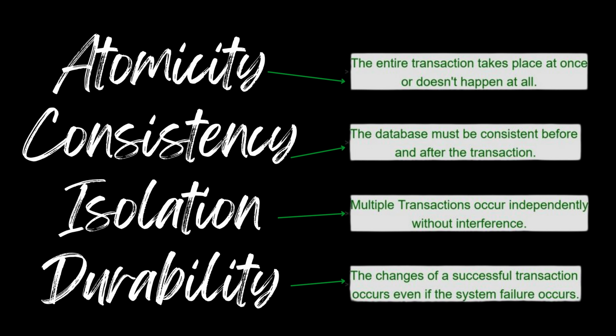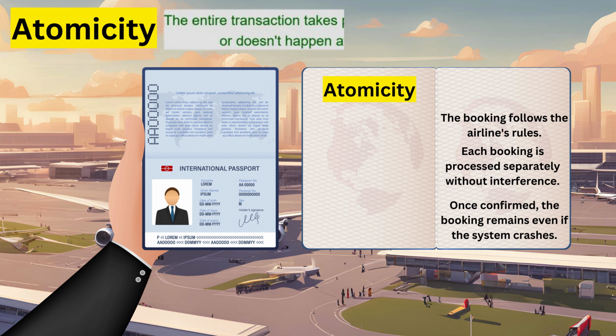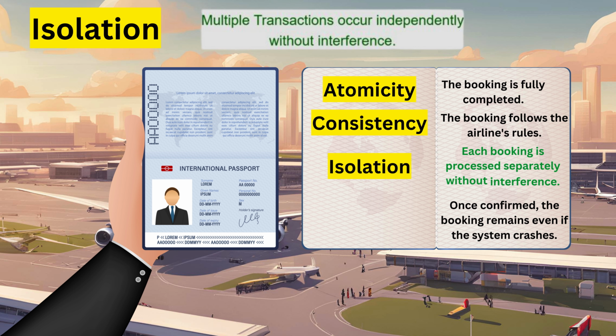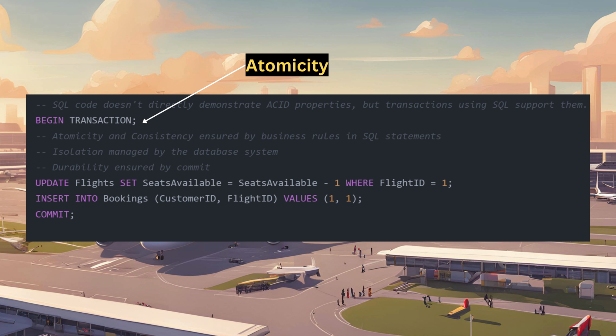What is ACID in databases? ACID stands for atomicity, consistency, isolation, and durability. These properties ensure reliable processing of database transactions. When booking a flight online, ACID properties ensure that the booking is fully completed. Atomicity. The booking follows the airline's rules. Consistency. Each booking is processed separately without interference. Isolation. Once confirmed, the booking remains even if the system crashes. Durability.